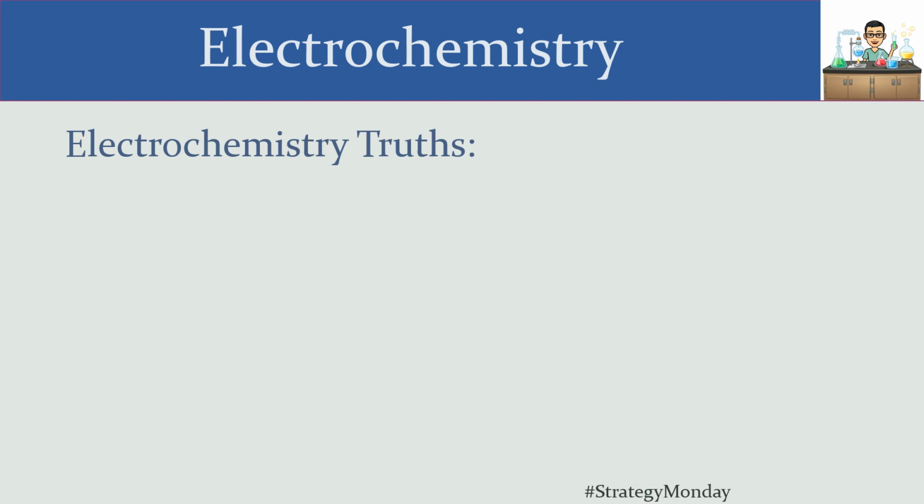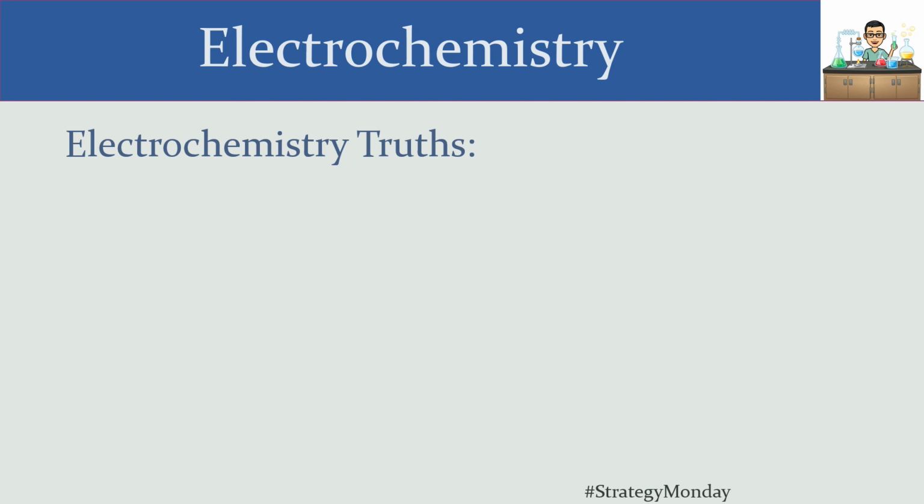Today's lesson is about electrochemistry, which is a confusing topic for a lot of students. And so today's lesson is going to be very strategic and very to the point regarding things that are always going to be true when it comes to electrochemistry. That way, if you know these things, you're always able to point yourself in the right direction. So we're going to start by talking about some electrochemistry truths. These things are always true regardless of the situation.